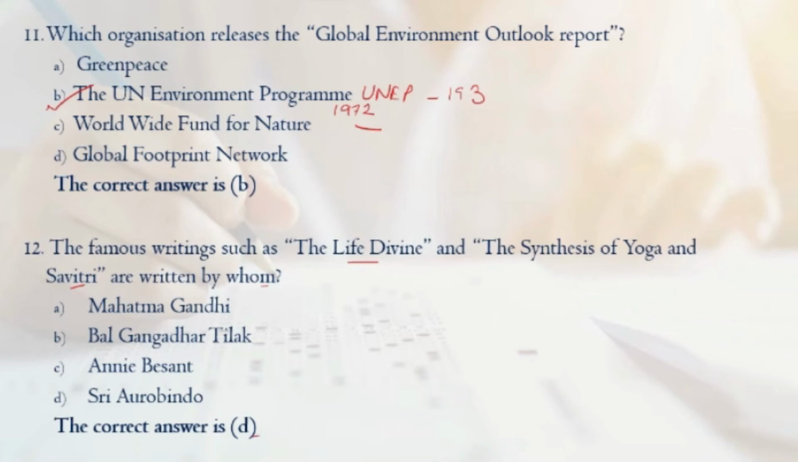Sri Aurobindo. India is all set to celebrate the 150th birth anniversary of Sri Aurobindo. He was also a journalist, and his first philosophical magazine, called Arya, was published in 1914. Among his many writings are The Life Divine, The Synthesis of Yoga and Savitri.